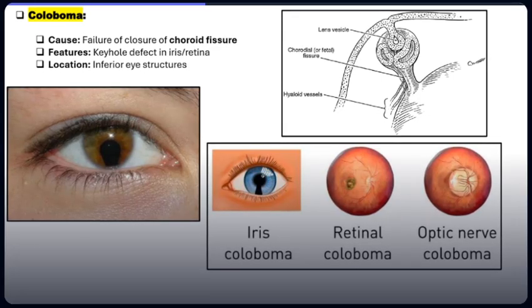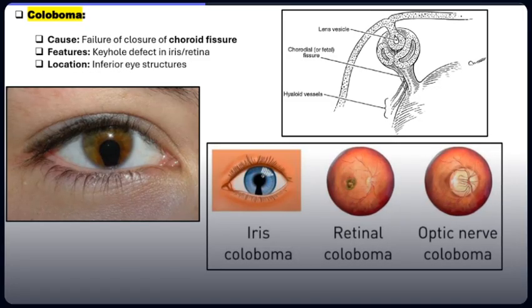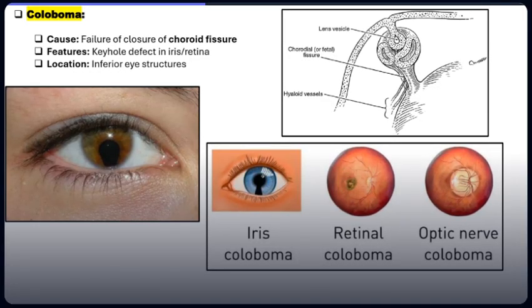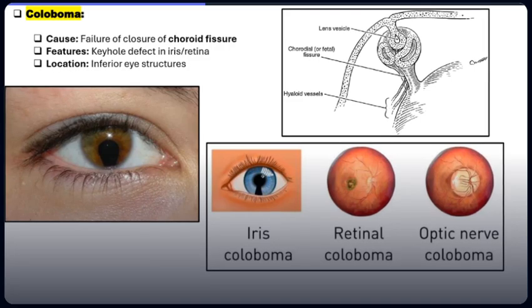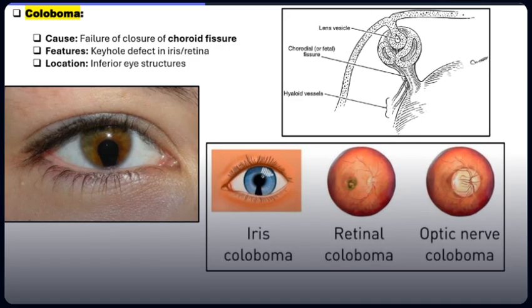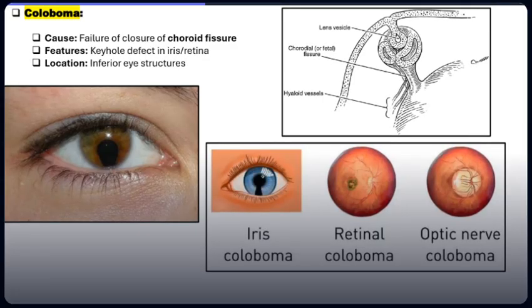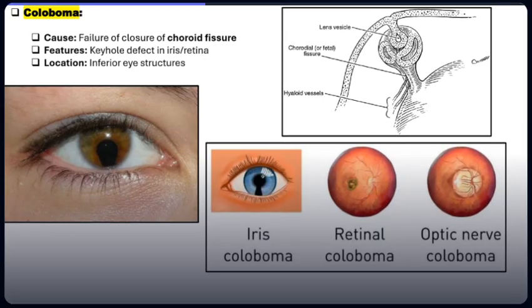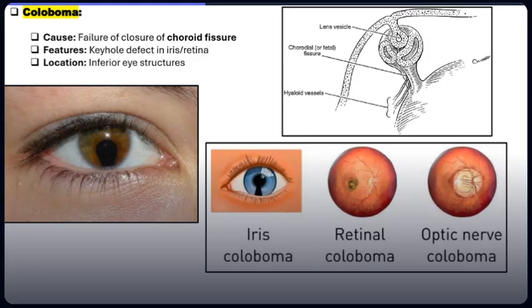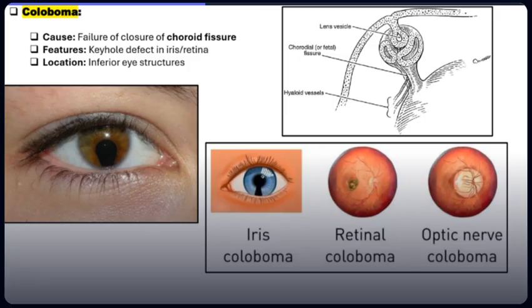This fissure normally facilitates the entry of hyaloid vessels into the vitreous cavity. However, an incomplete closure results in the characteristic keyhole-shaped defect, localized strictly to the inferior aspect of ocular structures. As you examine the 3 clinical variations, observe how this anatomical gap can manifest in the iris, the retina, or even the optic nerve head, depending on the extent of the fusion failure.